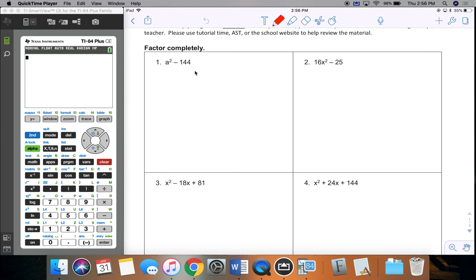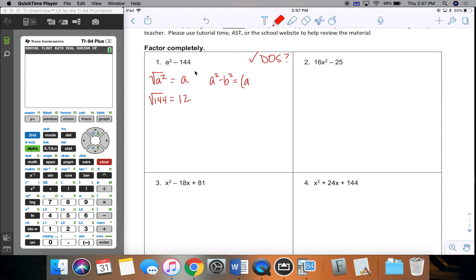So when I factor, when I'm looking at problems 1 and 2, I am reminding myself that this could potentially be a difference of squares. First, it has to have two terms, which it does. Second, it has to have subtraction, which it does. And third, you have to be able to take the square root of both terms. So I need to check that. The square root of a squared is a. The square root of 144 is 12. So this is a difference of squares.